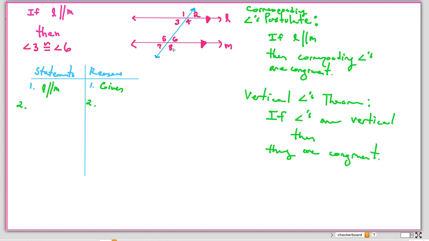Okay, so now let's see, how are we going to use this here? So I want to show that this pair of vertical angles are congruent. 6 and 3. I want to show that they are congruent. How do I do that? Okay, there's a few ways you could go.